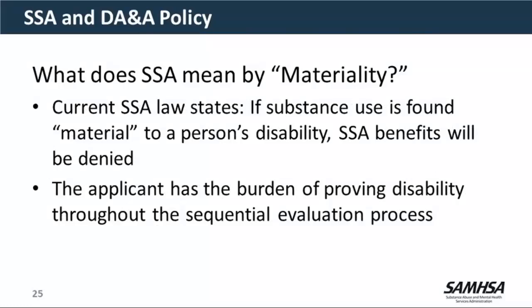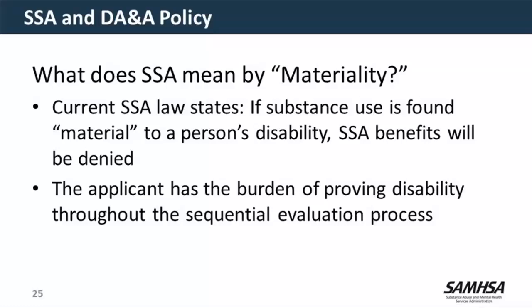So if the applicant still experiences severe impairments that result in significant functional deficits and an inability to earn and maintain substantial gainful activity level work during periods of sobriety, then their substance abuse will not be considered material to their disability. SSA law also states that the applicant has the burden of proving disability throughout the unique sequential evaluation process used for DA&A cases.